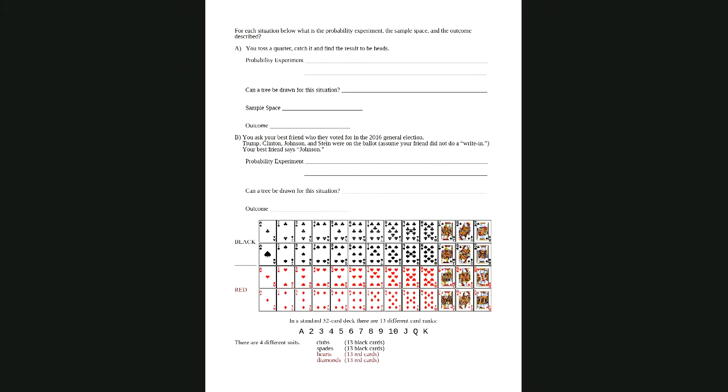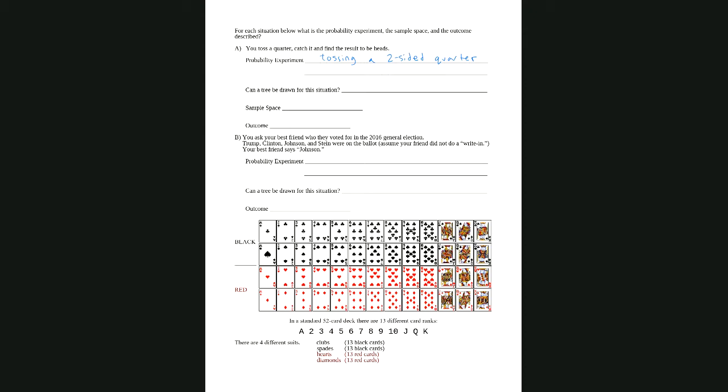For each situation below, what is the probability experiment, the sample space, and the outcome described? You toss a quarter, catch it, and find the result to be heads. The probability experiment would be the action of tossing a two-sided quarter. And let's assume it's a fair quarter.